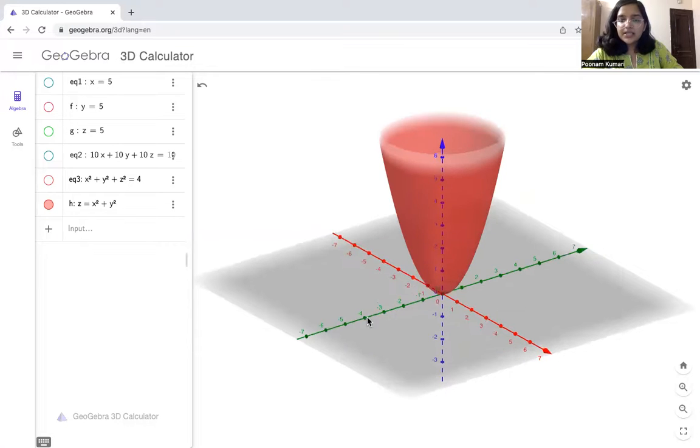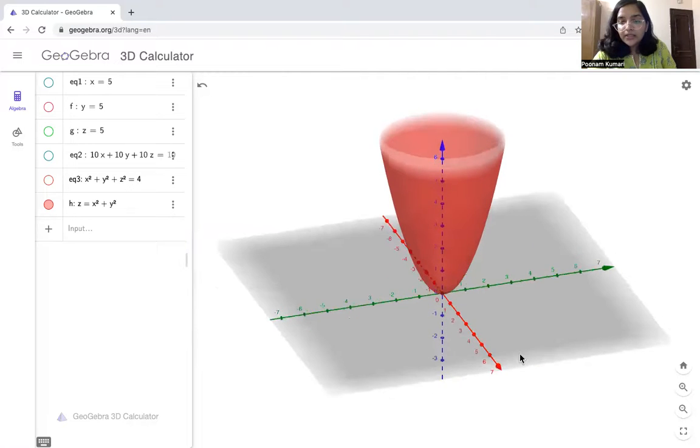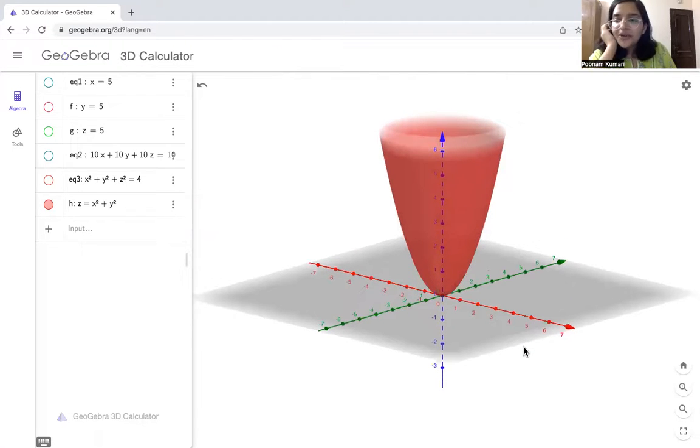Now how will this look? So you can see that it is looking like a curved... What name should I give it? It's looking like a cone, maybe, right? A curved cone, right?